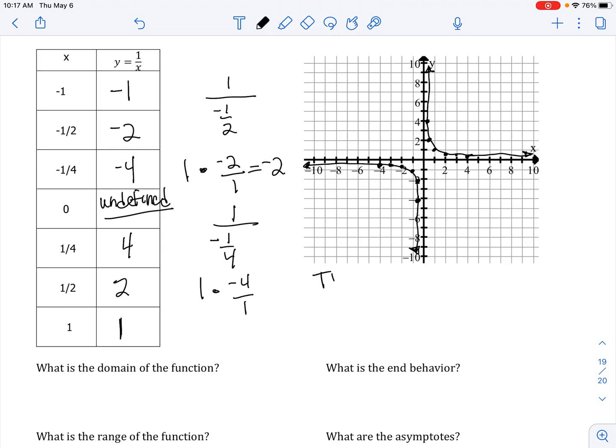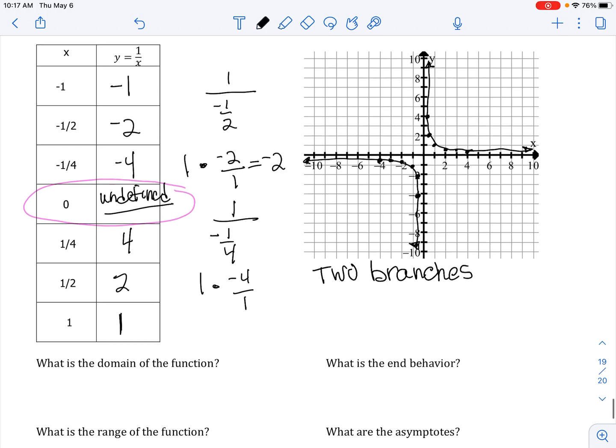These are called 2 branches, 2 parts. The actual parent function is separated. It is not continuous, and that is because of our undefined value in the domain.